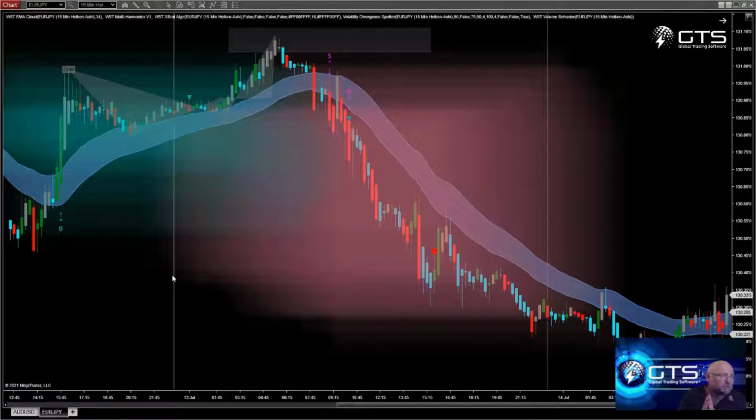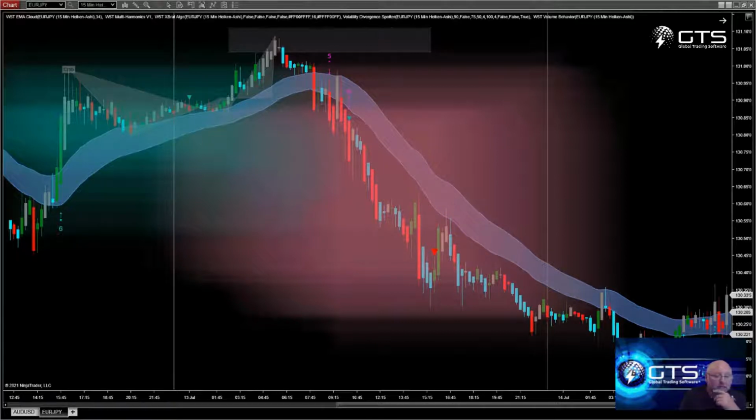Heikin-Ashi candles are very important when we're using the XBrat. It doesn't affect the harmonic patterns at all because the pivots are the same, but it affects the XBrat, and this is what we are interested in, because what we're going to do is show you how to combine all of the indicators in the bundle to get very high probability trades. So this is the NinjaTrader version.